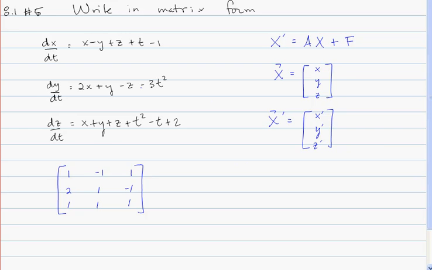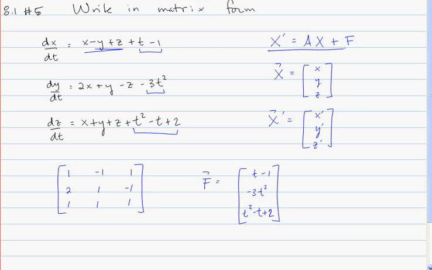And then you see that I haven't captured all of the equation here. I have all of this, but there are these terms that depend only on t. So that's what my vector f is going to be. In the first component I'll have t minus 1. In the second one I have minus 3t squared. And finally I'd have t squared minus t plus 2. Those are all the components.